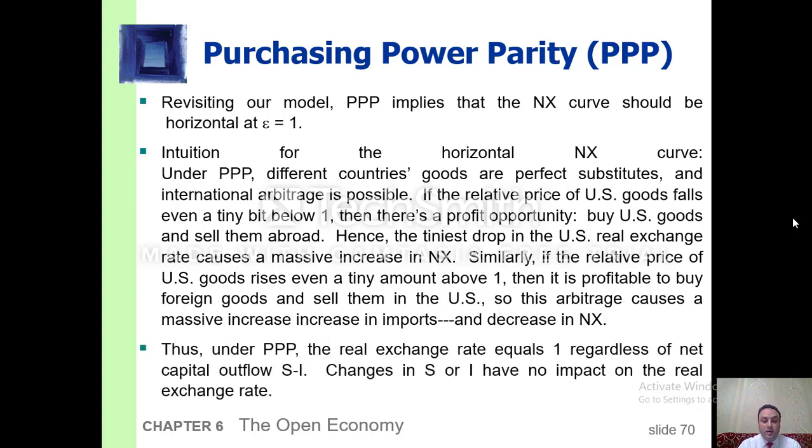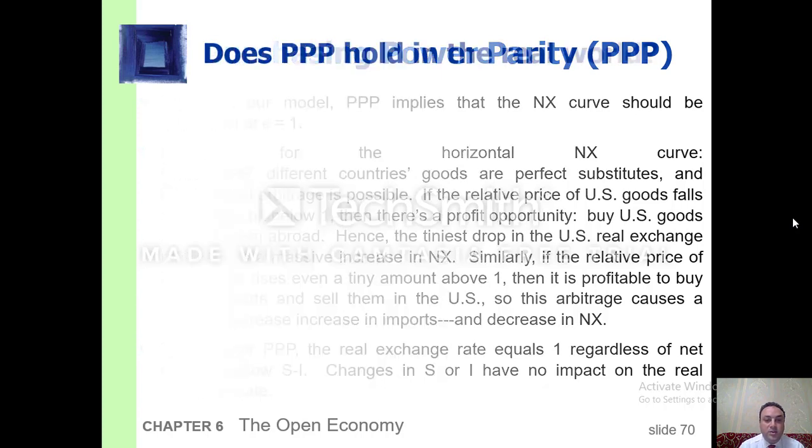So under the purchasing power parity, the real exchange rate equals 1, regardless of the net capital outflow, which is the saving minus the investment, and the change in the S or I have no impact on the real exchange rate.